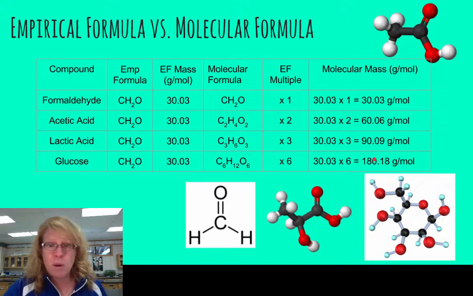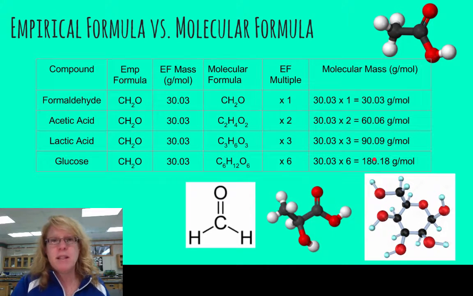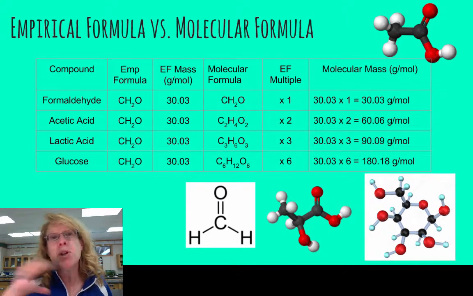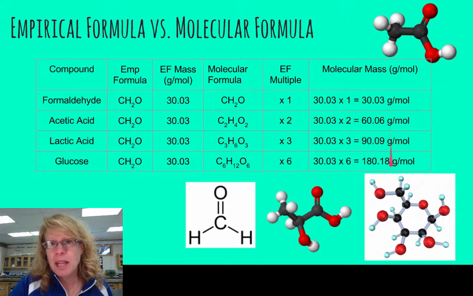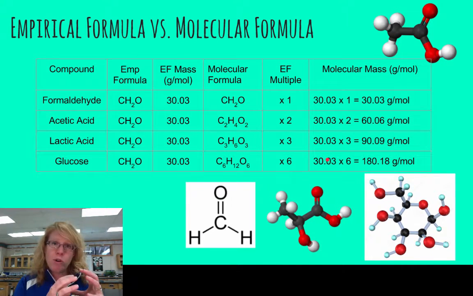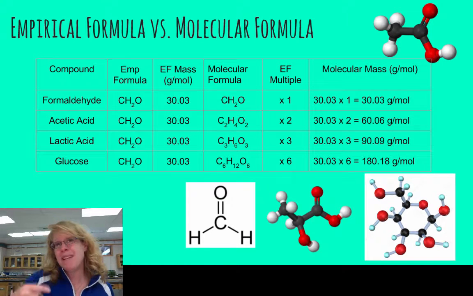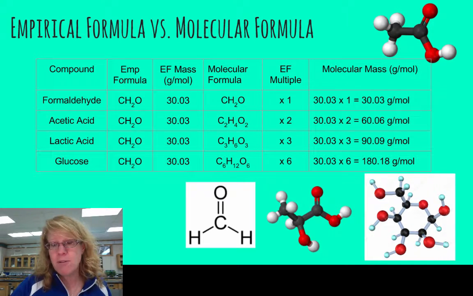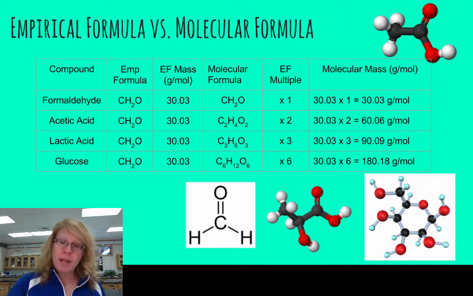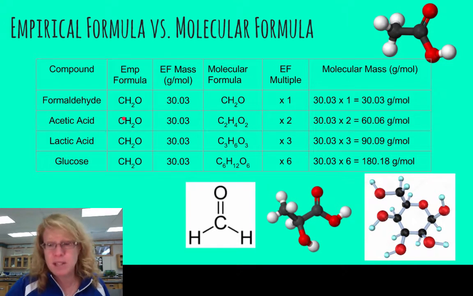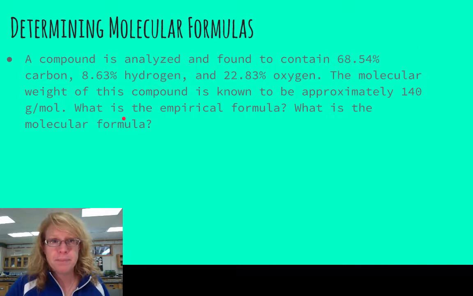So there's a long way and a short way to do this. The big idea here is that molecular formulas are always some multiple of empirical formulas. Our molecular masses are also some multiple of an empirical formula mass, and that's the trick that we're going to use. If I know what the empirical formula mass is, all I have to do is figure out how many times heavier my molecular formula is, and I can figure out what my molecular formula would look like, not just my molecular mass. So here's an example of how we would use this in a problem.